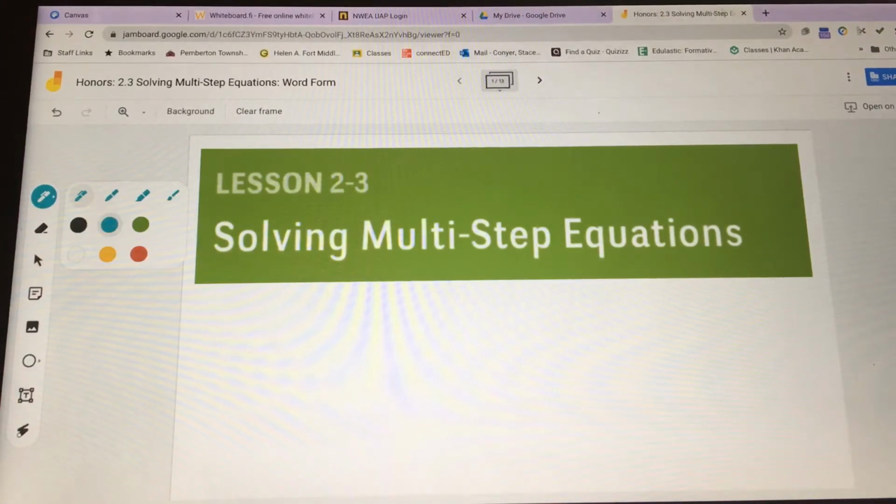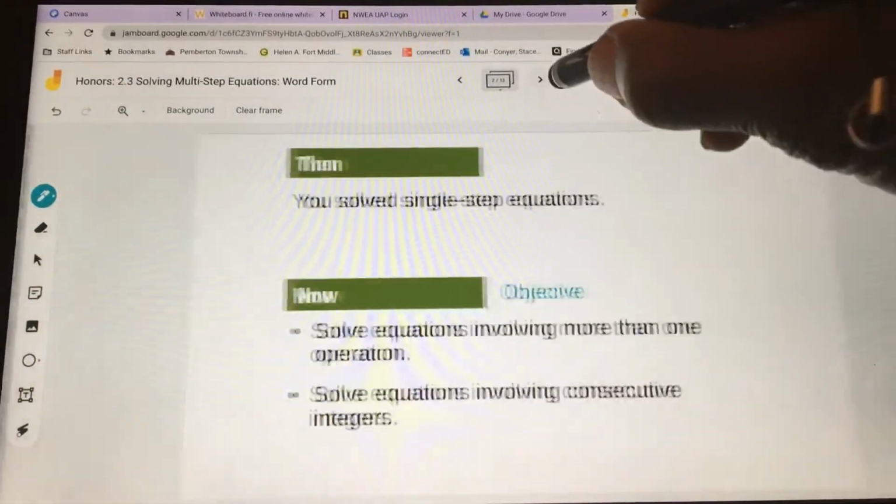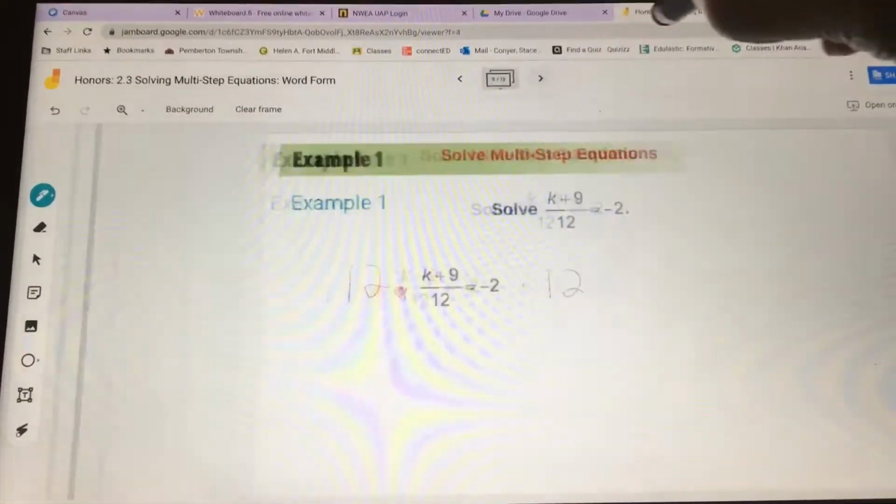Hi class, today we are solving multi-step equations. We are going to go over the same examples that are in your slide presentation.